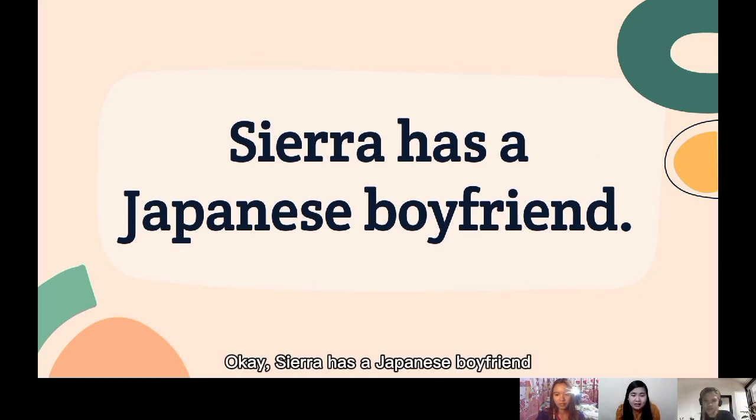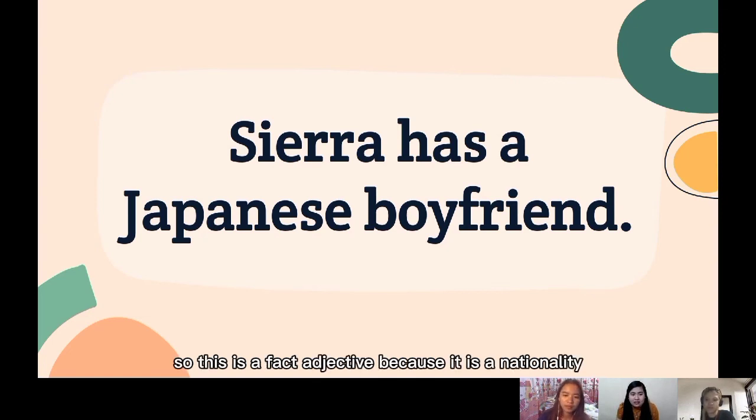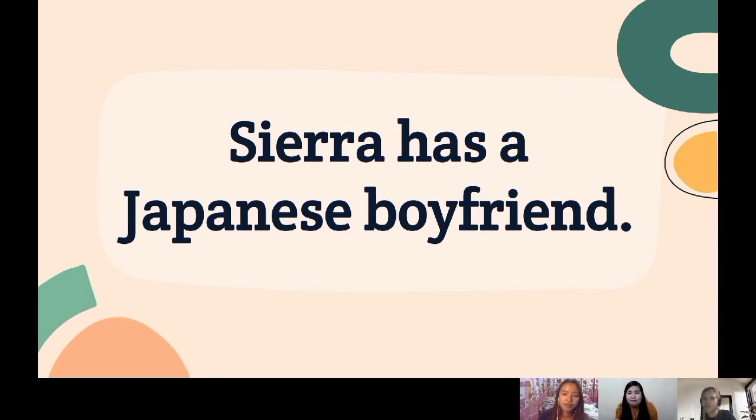Next one is for Miss Cheska, please read. Okay. Shera has a Japanese boyfriend. Okay, will you identify the adjective and how it is used in the sentence? The adjective is Japanese and it modifies boyfriend. So this is a fact adjective because it is a nationality. Very good. That's very well explained.